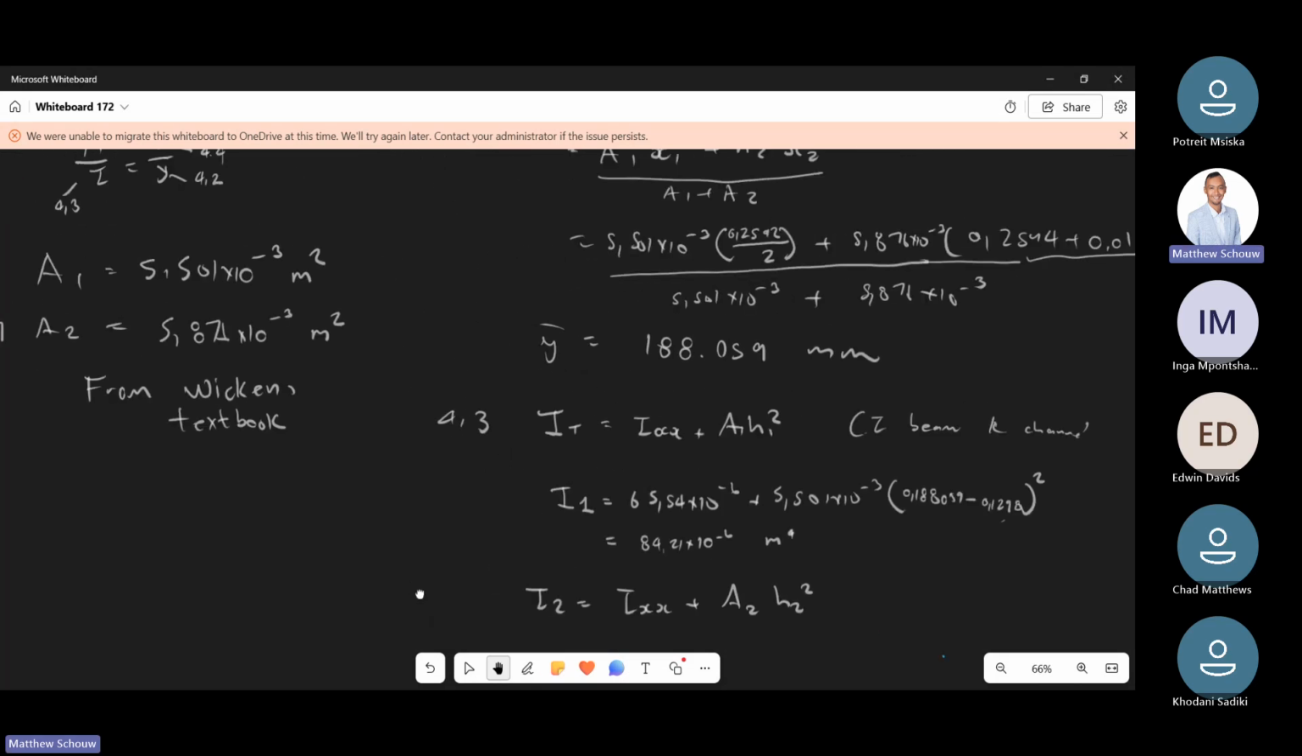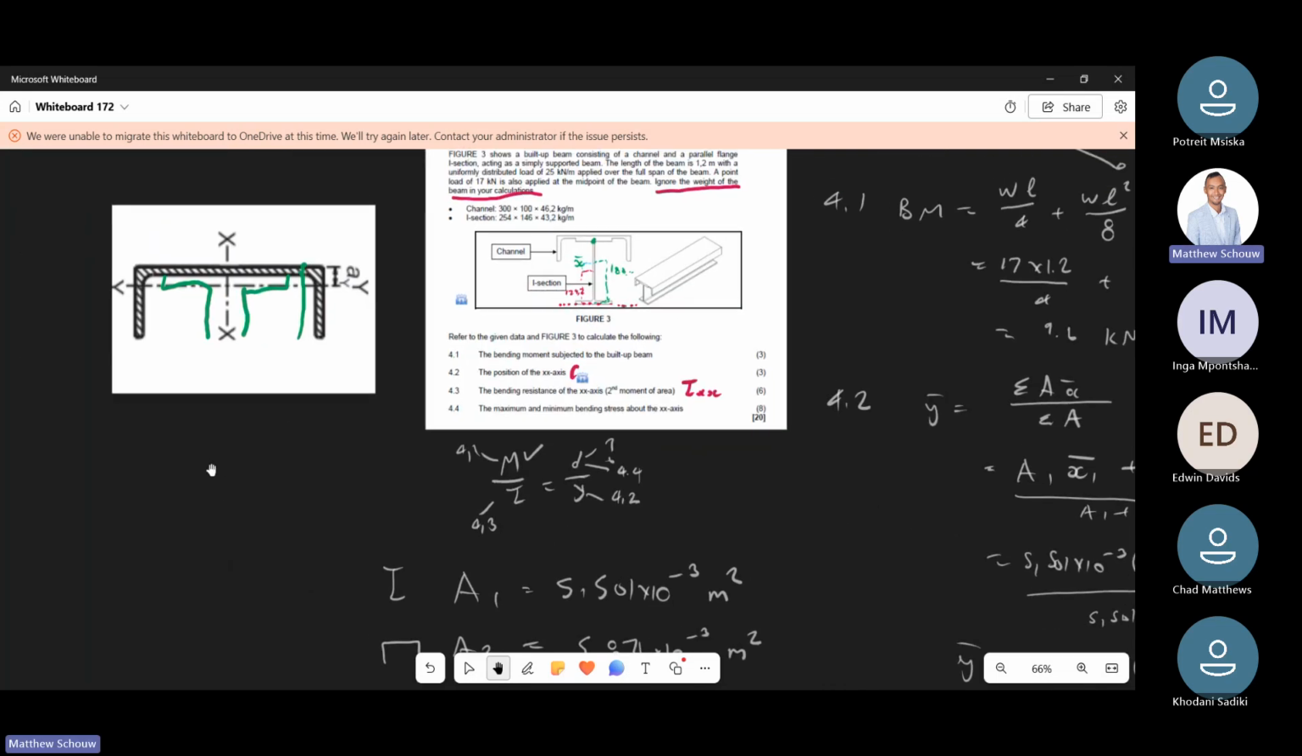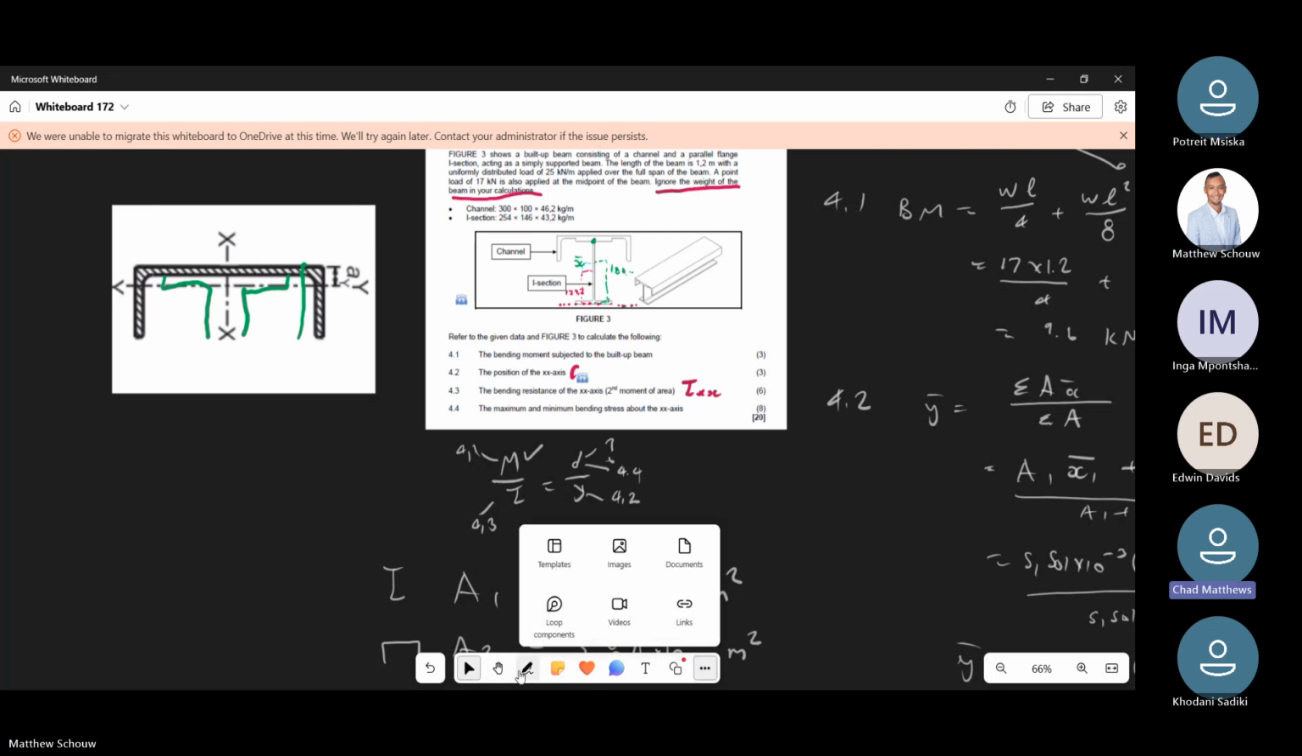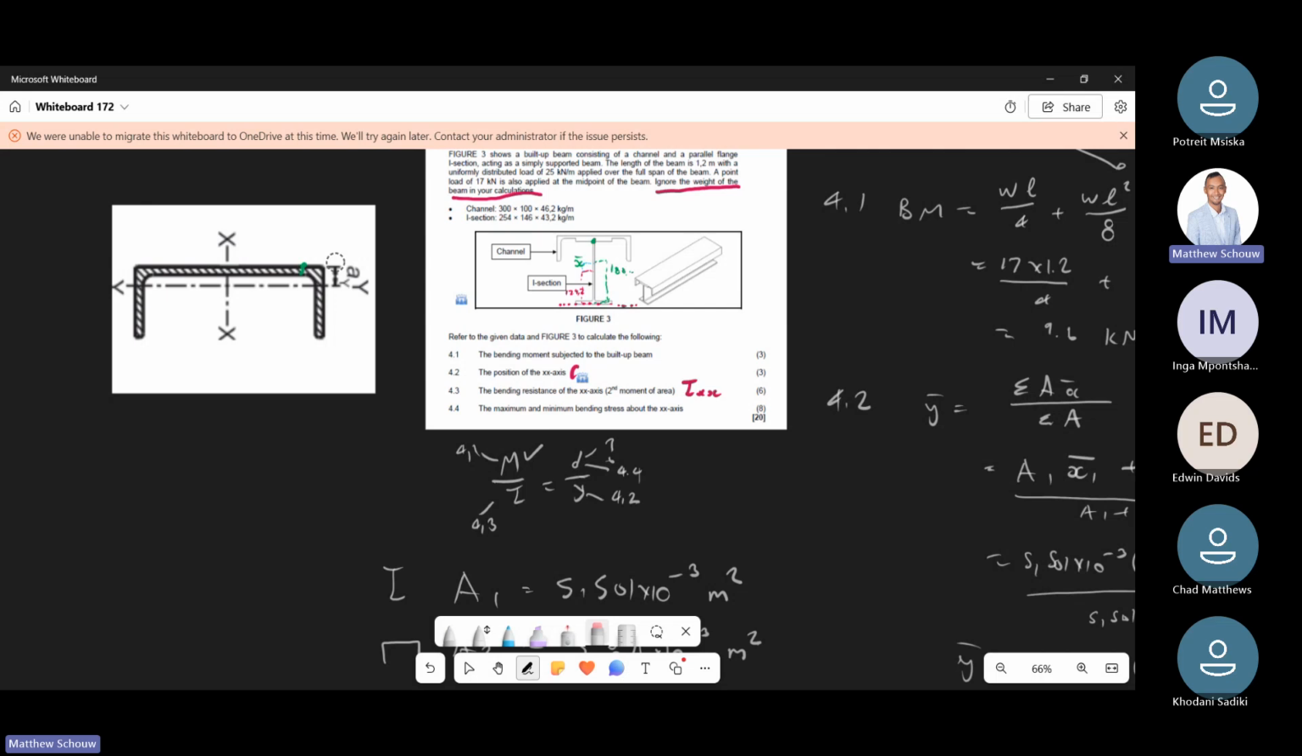But now, before we do that, I want you to be conscious of something. Do you notice for the channel, or for both elements, it's Ixx and Iyy? Do you guys see that there? So the value we must take is not the Ixx from the table. We have to take Iyy because we're bending across that axis.